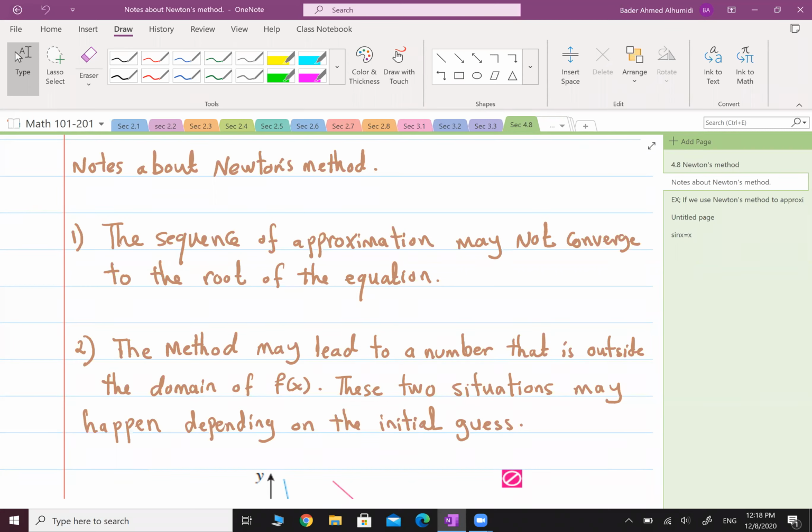This is the second point. The third point: when we need to terminate, how to terminate? How do I know I need to stop now? We will answer these questions, inshallah, during the explanation of the section.